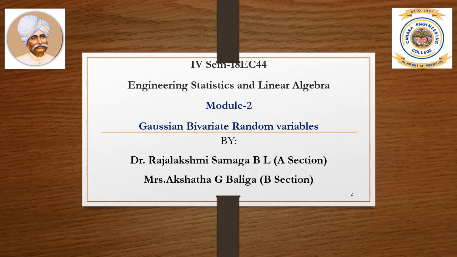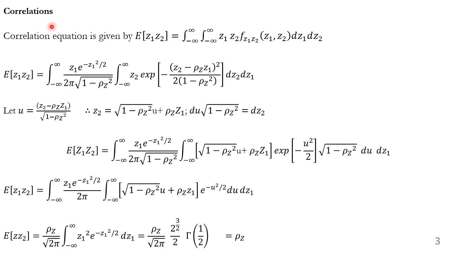In this video, let us study about Gaussian bivariate random variable. Correlation. The correlation equation for the Gaussian bivariate random variable Z1, Z2 is given by the expectation of Z1, Z2, that is, under the double integral, we need to integrate Z1, Z2 times the PDF, first with respect to Z1, second time with respect to Z2.